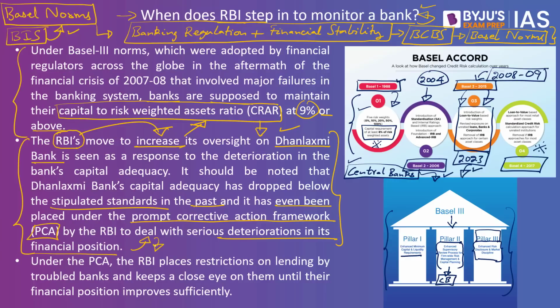And under the prompt corrective action framework, RBI even has the powers to restrict the lending activity of the bank in order to strengthen its financial situation and even place curbs on its expenditure and operational costs so that the financial position of the bank can improve. In a worst case scenario, the RBI can step in and remove the management and the board and can completely take over the functioning of the bank as well.